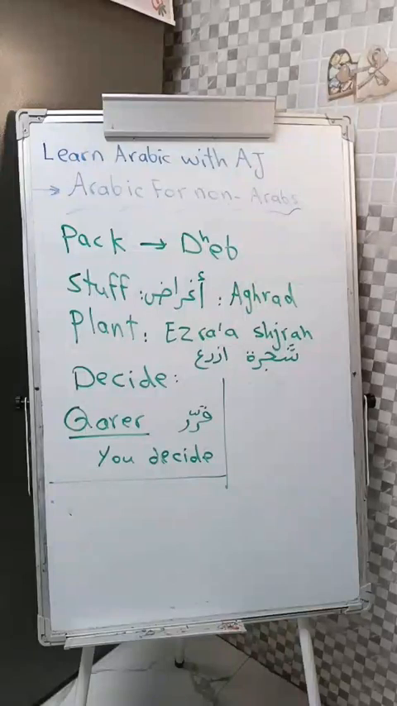قرر وين بدك تروح. Decide where you wanna go. قرر شو بدك تاكل. Decide what you wanna eat. قرر شو بدنا نعمل. Decide what are we going to do. Okay? You may help me with decide. Any phrases you suggest before we go to the past form.